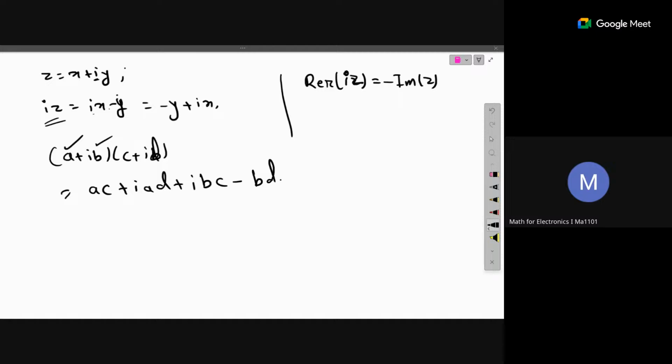But if you multiply iota with z, then the real part will change to minus y. Okay, means if we multiply iota to z, then we have to multiply iota to the whole expression rather than only x. Correct, because that's how complex number multiplication works. Okay, ma'am. I think I was only multiplying x with iota. That's why I was doing it wrong. Now I got it.